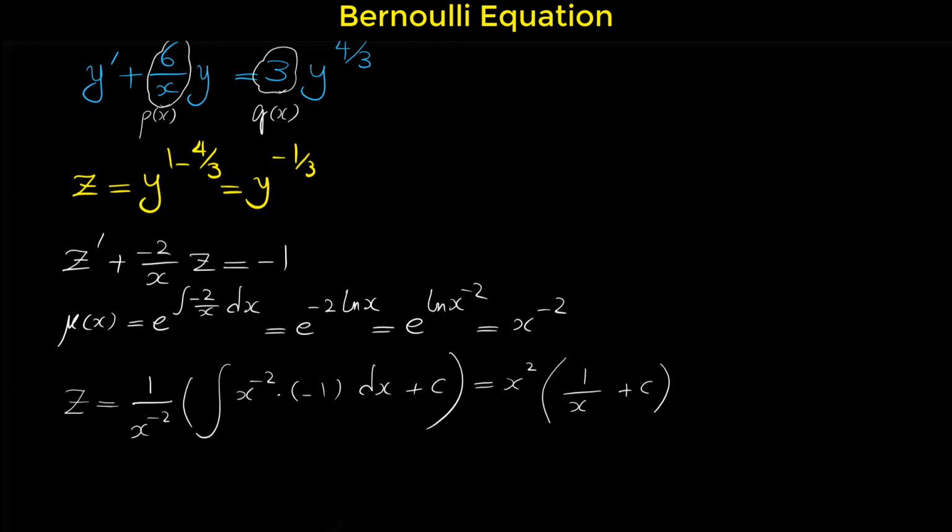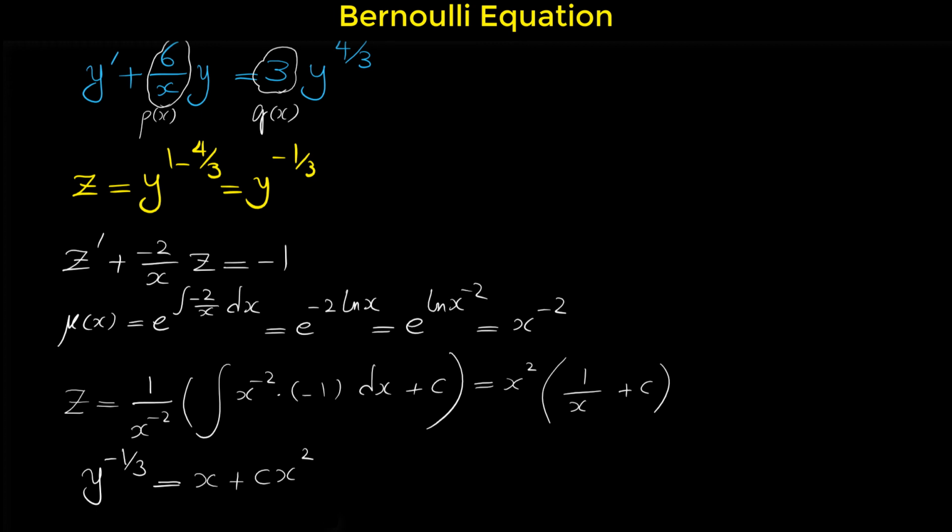Okay. Now let's continue solving our equation. Note that z was y to the negative 1 over 3. So we have y to the negative 1 over 3 equals this. And if you multiply this x squared in the bracket, you can write your answer as x plus c x squared. Note that x squared times 1 over x is x, and x squared times c is c x squared.